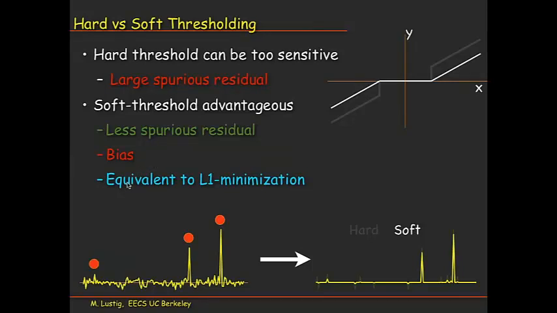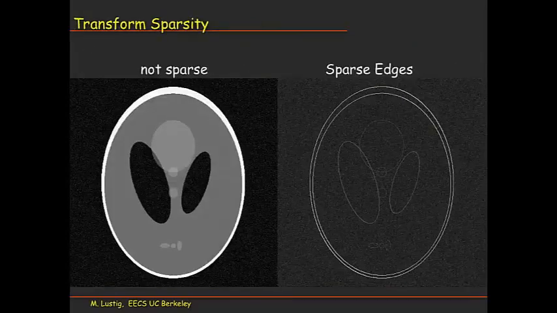It does give you a bias. It's a biased estimator. But it turns out it's also equivalent to an L1 minimization, so solving for the closest X to the noisy Y that also has a small L1 norm, which is the sum of the absolute values. And that actually relates later to compressed sensing. But you can see that it's much less sensitive.